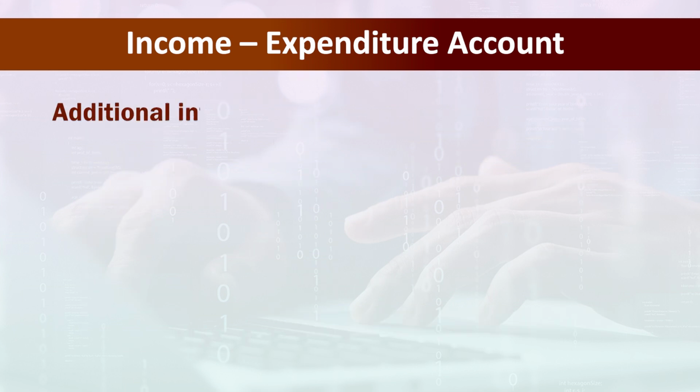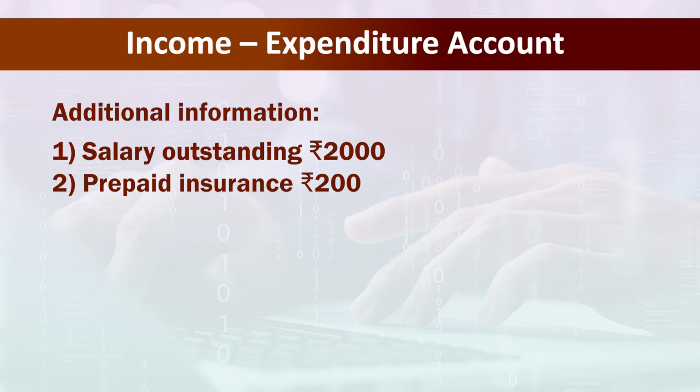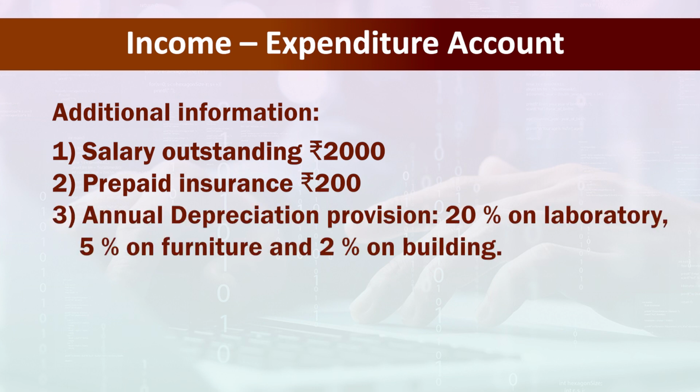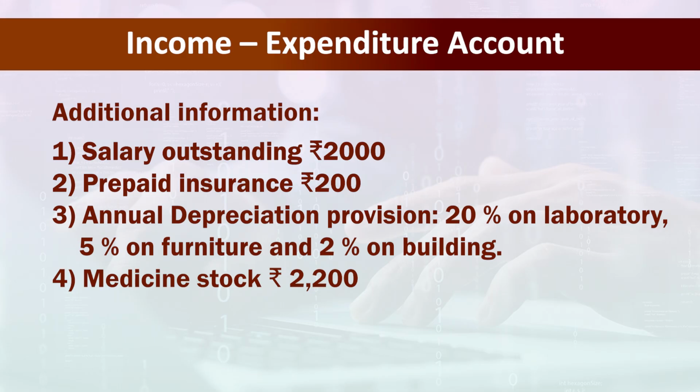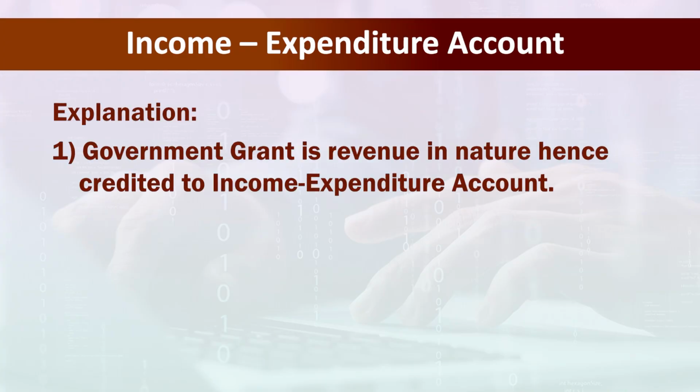5,99,000. Additional information given is salary outstanding of rupees 2,000, prepaid insurance is of rupees 200, annual depreciation provision 20% on laboratory, 5% on furniture and 2% on building. Medicine stock is of rupees 2,200. Now, let us see the solution. Government grant is revenue in nature and hence credited to income expenditure account.